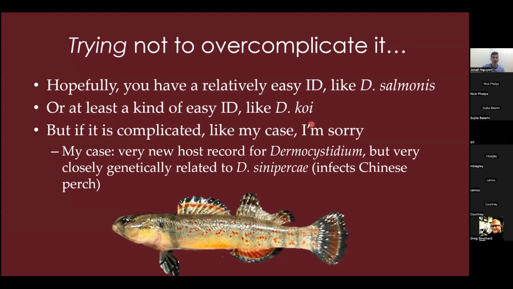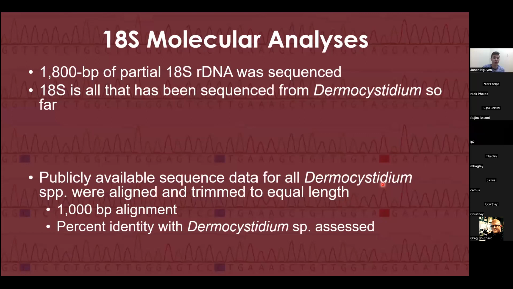But if it's complicated like my case, I'm sorry. So again, my case, it's a very new host record for Dermocystidium, none reported from Etheostoma at all. But the Dermocystidium species I have from them are very closely genetically related to D. cynopersi, as I've mentioned, which infects Chinese perch in China. So just trying to solve it a little bit. Sequence 18S. 18S is all that has been sequenced from Dermocystidium so far. So you can't use something like COX-1, at least not yet, to try and differentiate species.